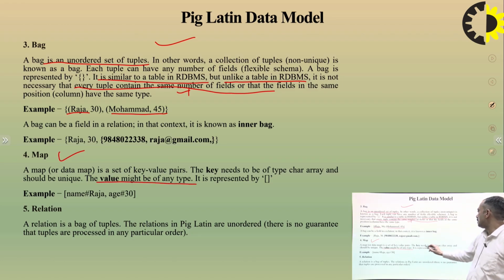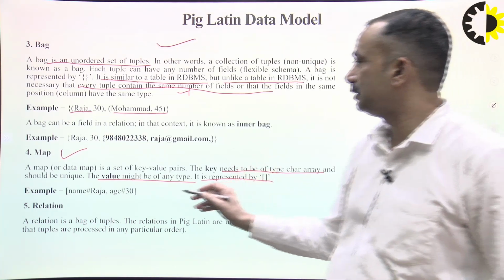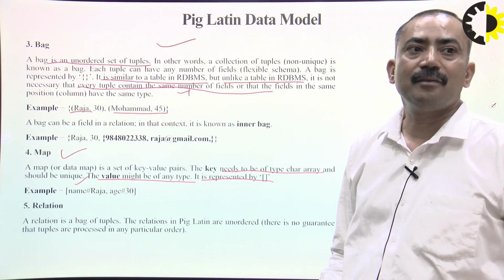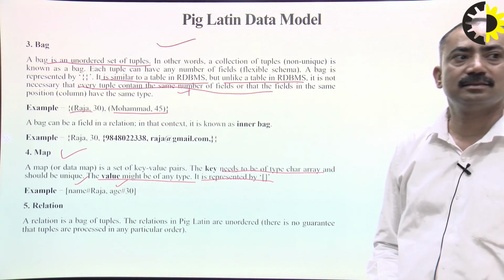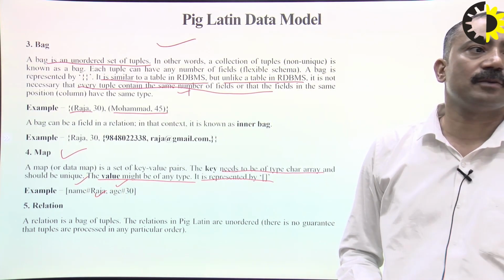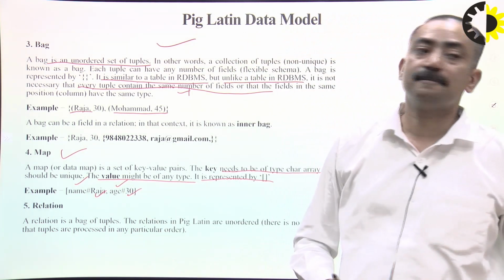So the key needs to be of type character array. The key is of type character array and should be unique, and the value can be anything. And it is represented by brackets. So here we have a key name, and a key is, and we have values here: with respect to the key name, we have the value Raja, and with respect to the key is, we have the value 30.